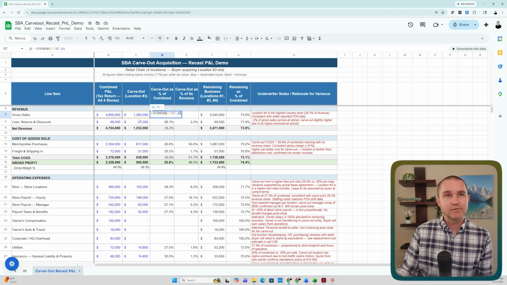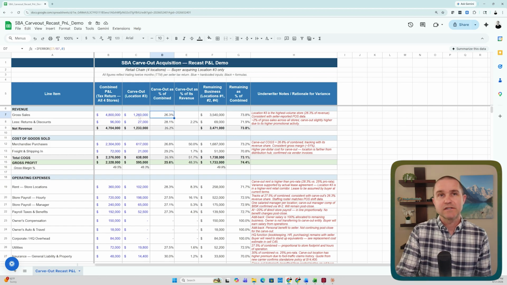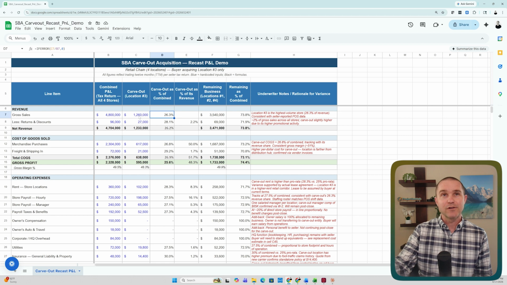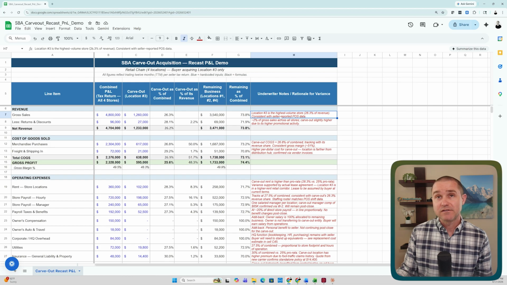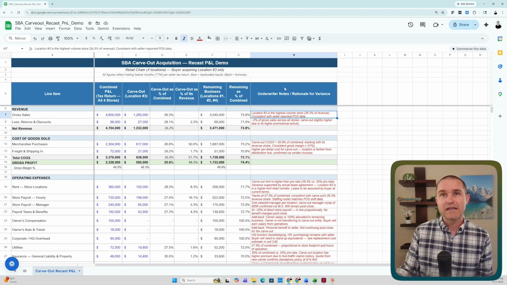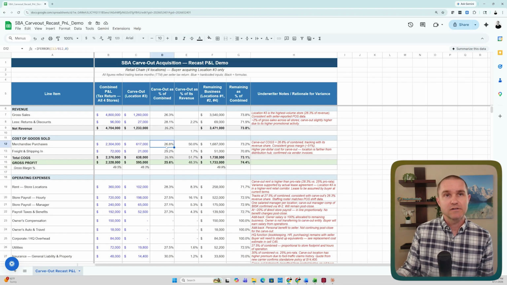So right here, we're taking the carve-out revenue, location 3 revenue divided by total revenue, and it represents 26.3% of revenue. That kind of makes sense, right? It's 1/4 of the locations and roughly 1/4 of the revenue. And we can back that up with the point of sale system, right? So we're making notes over here for the underwriter, or rationale for any variances. On the merchandise purchases, here we're seeing 26.8%.